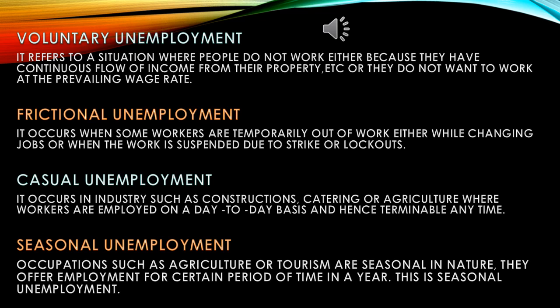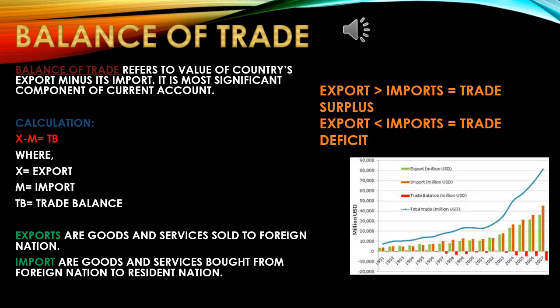Casual unemployment. It occurs in industries such as construction, catering, or agriculture, where workers are employed on a day-to-day basis and hence are terminable anytime. Seasonal unemployment. Occupations such as agriculture or tourism are seasonal in nature. They offer employment for a certain period of time in a year. This is seasonal unemployment.